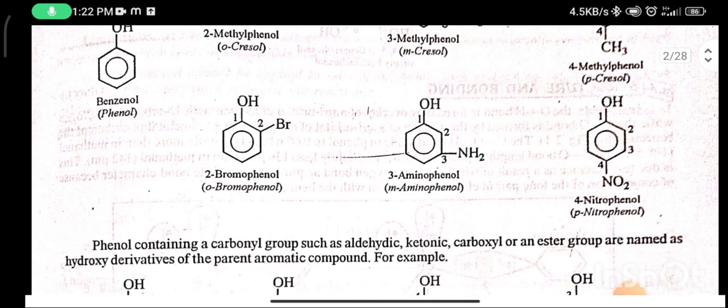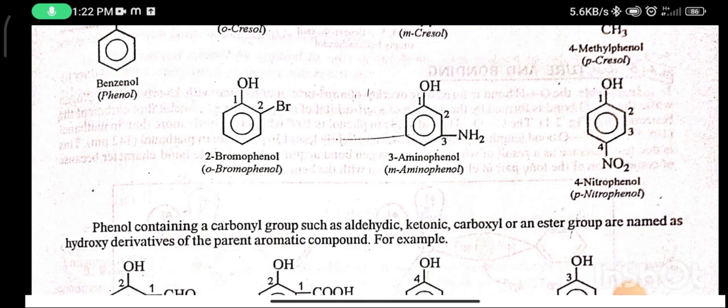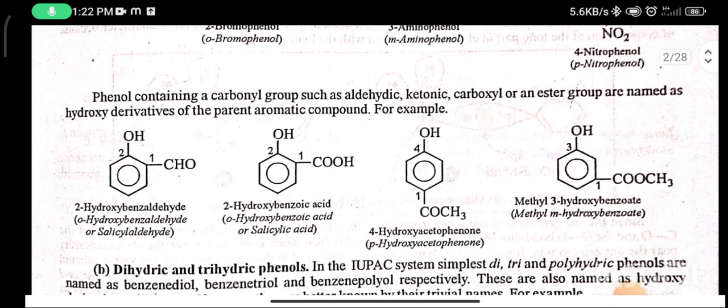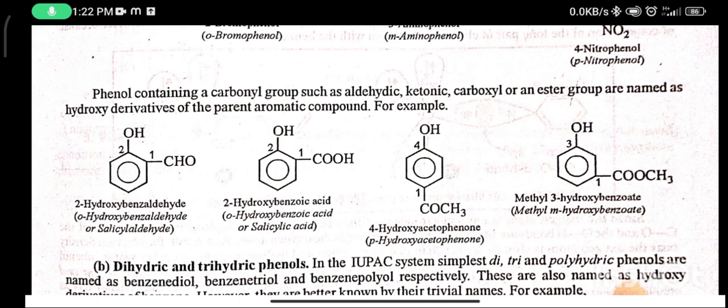2-bromophenol, ortho-bromophenol. 3-aminophenol, meta-aminophenol. 4-nitrophenol, para-nitrophenol. As I have read, the common as well as IUPAC names of different compounds. Now, phenols containing a carbonyl group such as aldehydic, ketonic, carboxylic, or an ester group are named as hydroxy derivatives of the parent aromatic compound. For example, 2-hydroxybenzaldehyde, 2-hydroxybenzoic acid, 4-hydroxyacetophenone, methyl 3-hydroxybenzoate.